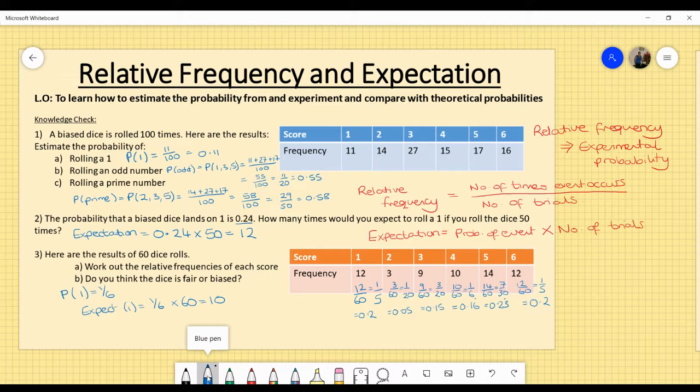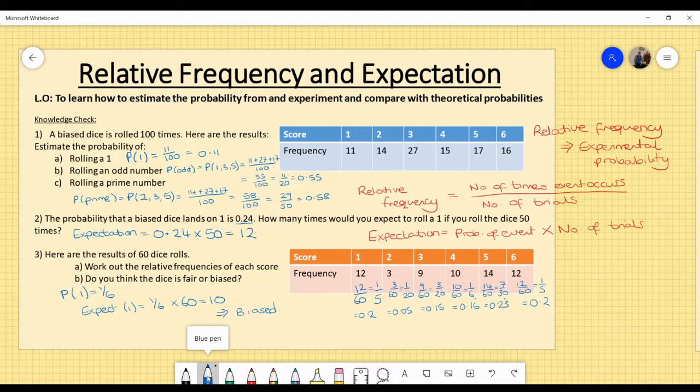Some of them are close, but if you think about it, the 2 has only come up 3 times, so it doesn't really look like it's a fair dice. Okay, so it is likely to be a little bit biased.